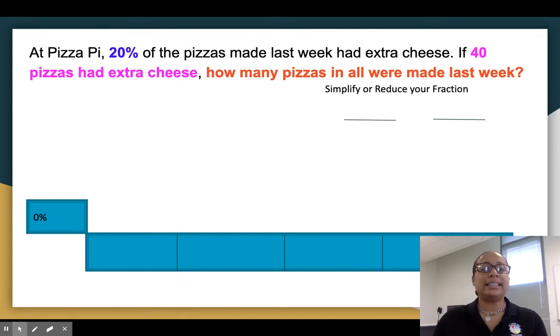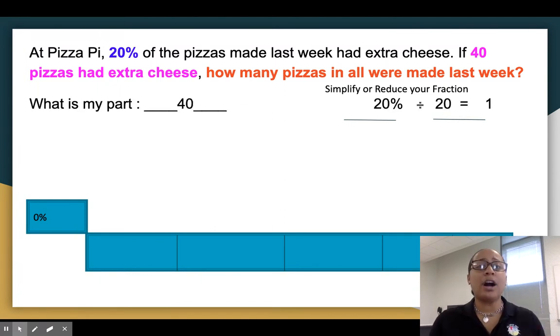So once again, it says at Pizza Pie, 20% of the pizzas made last week had extra cheese. So not all of the pizzas had extra cheese. So if 40 pizzas had extra cheese, how many pizzas were made in all were made last week?